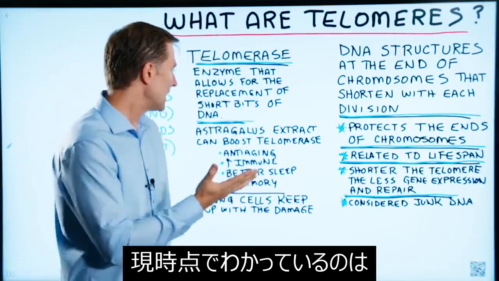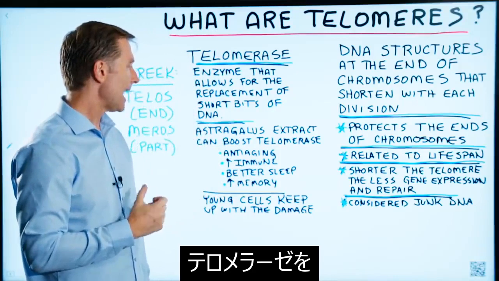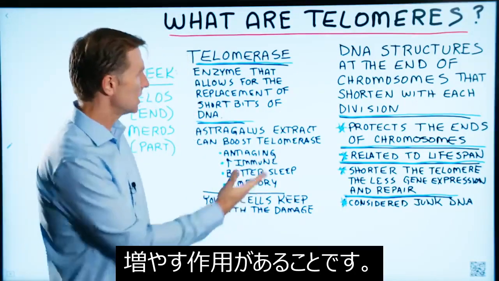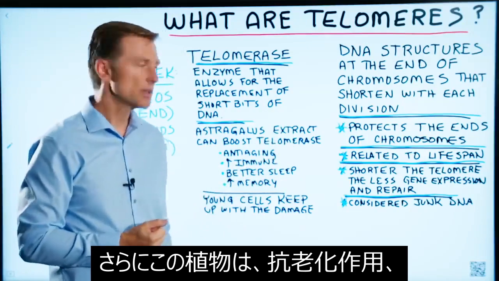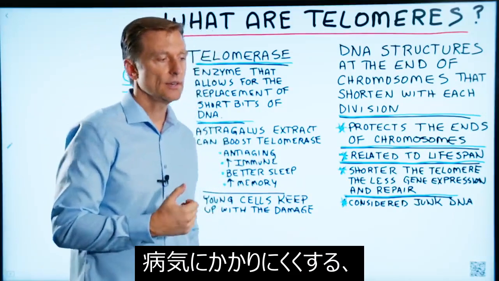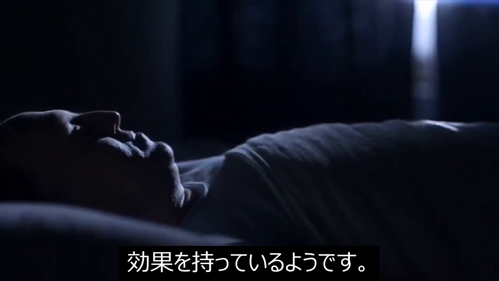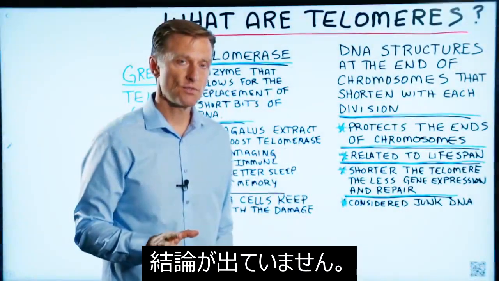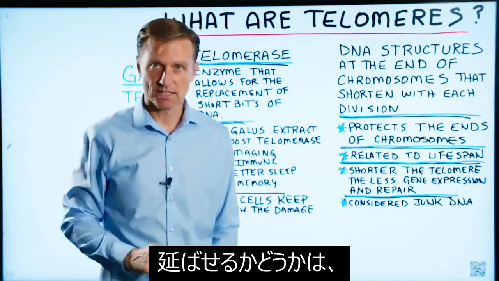What we do know right now is there is a plant called astragalus that has the ability to boost telomerase. And it seems like it has some interesting properties, anti-aging properties, increasing your immune system, decreasing your frequency of getting sick, improving your sleep, increasing your memory. So the studies right now are inconclusive. So if you go out and get this product, I have no idea if it's going to extend your life even by 1 day.